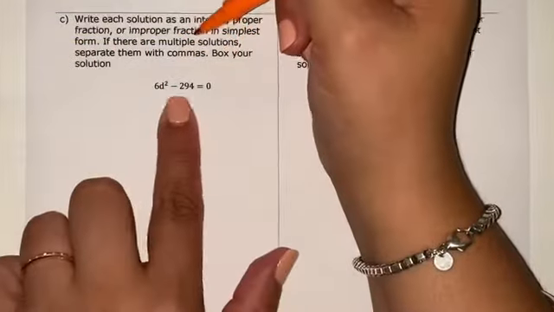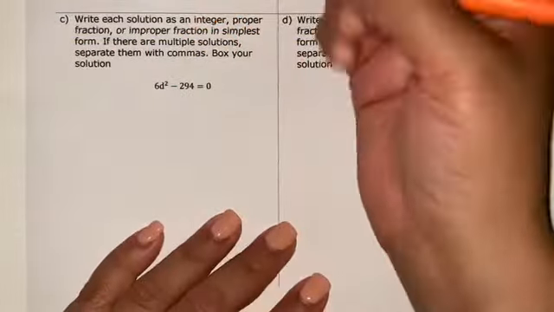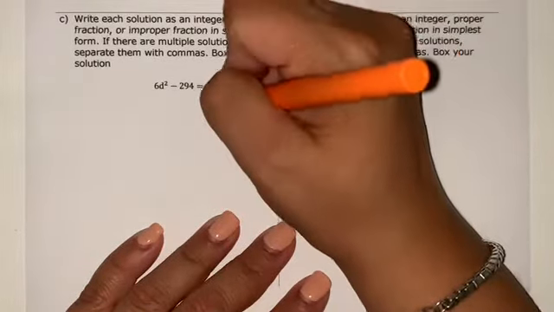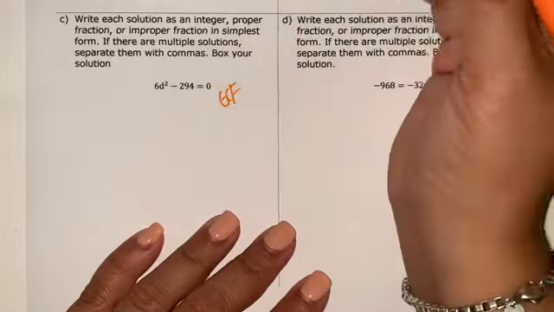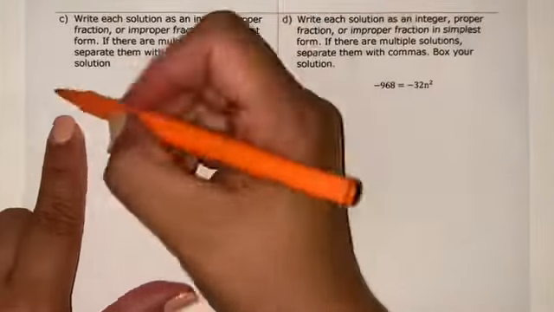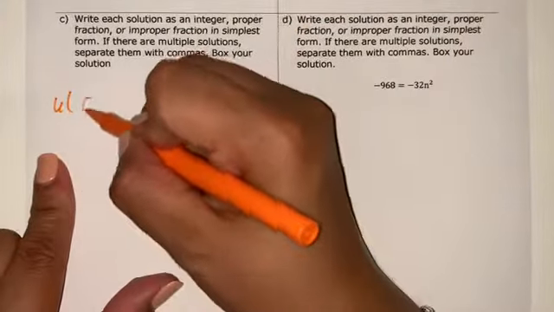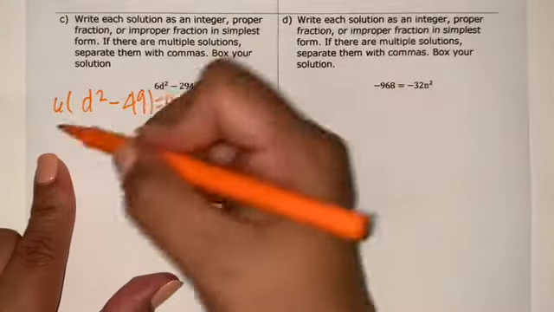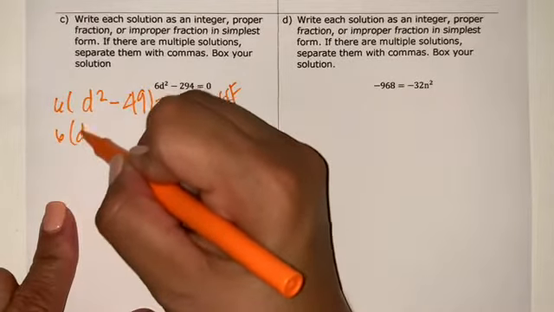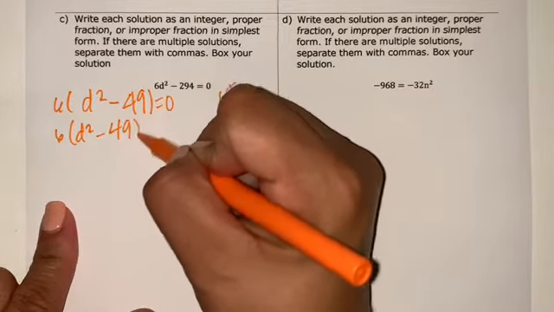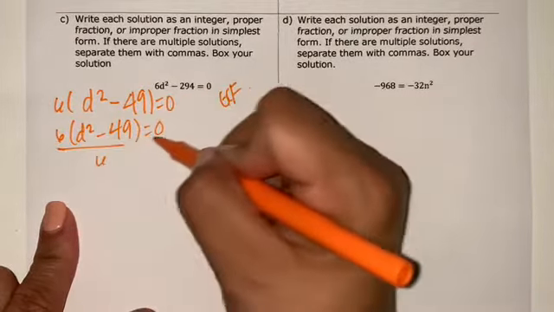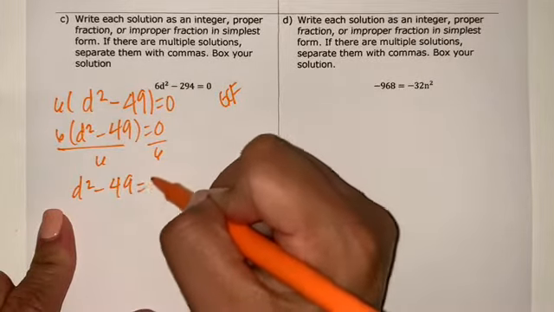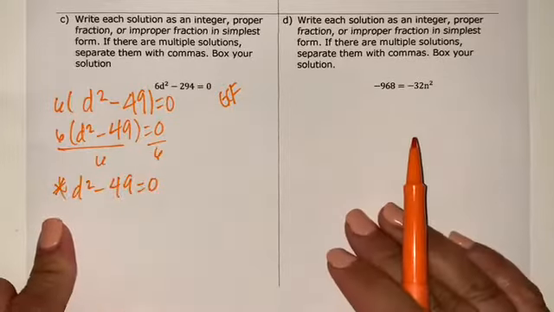Okay, so 6d squared minus 294 equals 0. So this is going to be GCF. Right, so you're going to do that step first. And take out the 6, and you're going to have 6 times d squared minus 49 equals 0. Divide both sides by 6. So you get d squared minus 49 equals 0. This is our new equation.